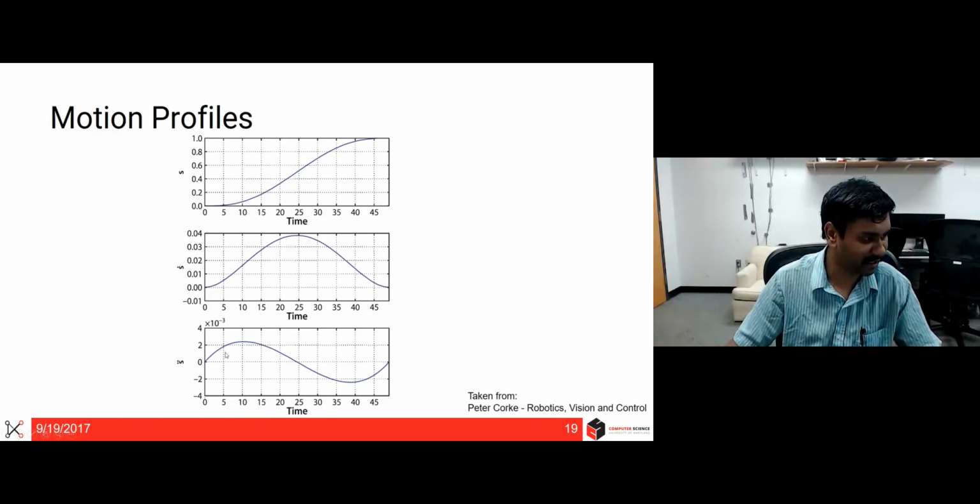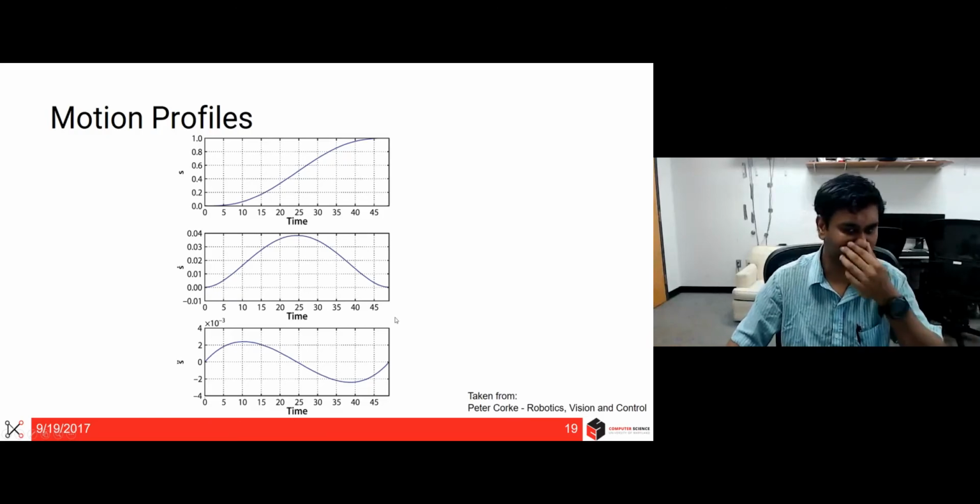If you look at the acceleration plots, it's super clear. So we start accelerating, reach a maximum value, then start decelerating, reach a maximum value in the opposite direction, and then slow down, come back to 0. That's the idea. So start at rest, end at rest. This is for a quintic trajectory.